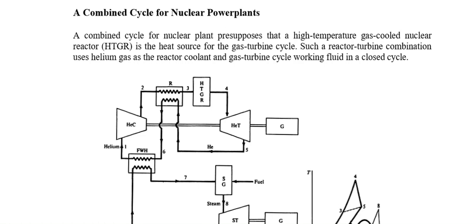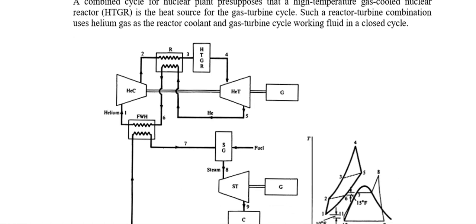Then this highly heated helium is expanded in the helium turbine, and then goes into the heat exchanger, or what we call the intercooler or the feed water heater, and then it would be fed into the compressor and then back to the HTGR. So that would be a closed circuit. Helium is not leaving the gas cycle over here, but we do have a combination where helium is combined with the steam cycle at a point which we already know, the FWH, which is the feed water heater.